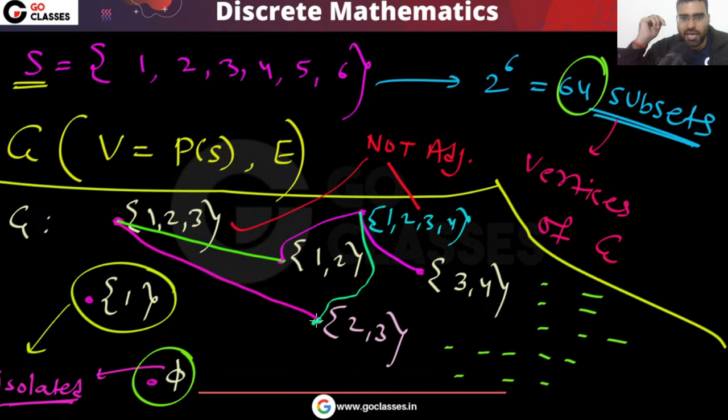Now, these are not adjacent. Look at this and this. These are not adjacent because they have one common element. Is this understood? Clear? Please tell me. The question is understood: which two vertices are adjacent, and which two vertices are not adjacent? Okay, so now let's solve.